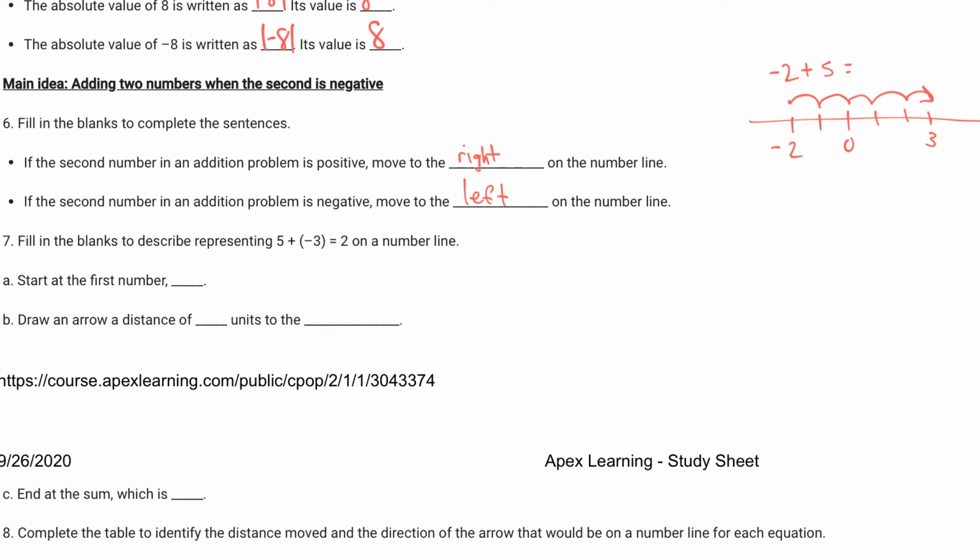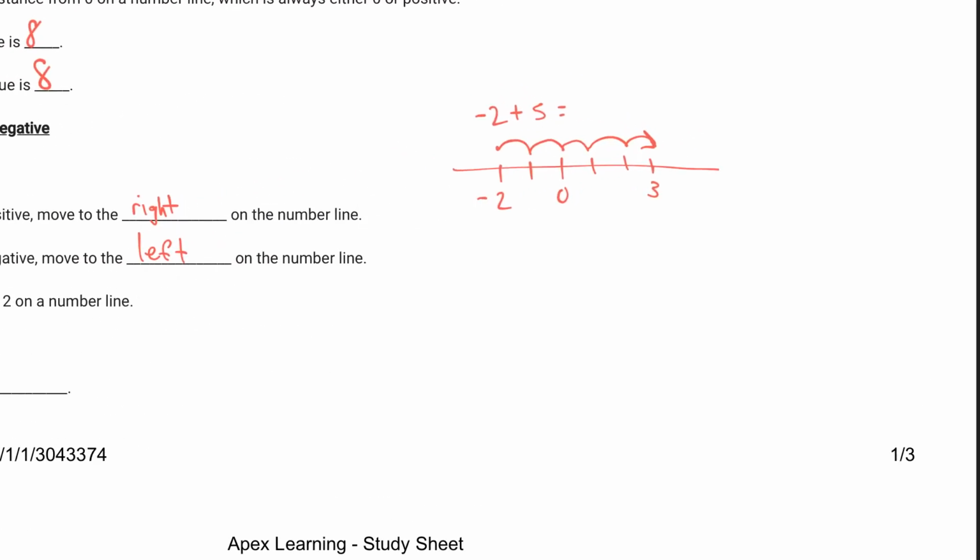So if the second number in an addition problem is positive, which it is, it's positive 5, then you move to the right on the number line. And if it's negative, you move to the left. Well, what that looks like is this.